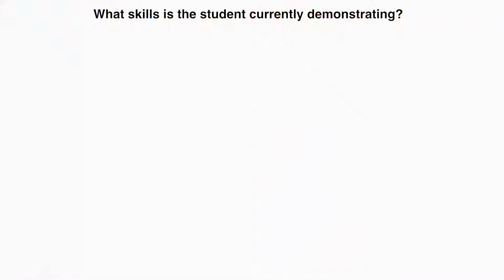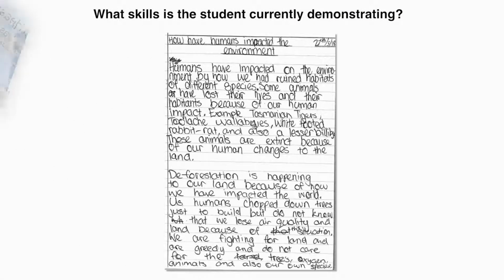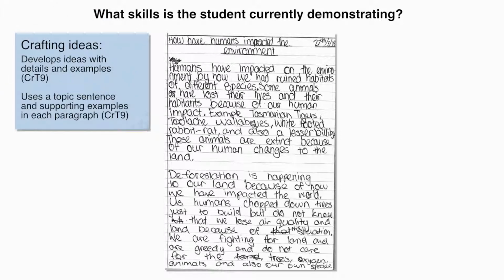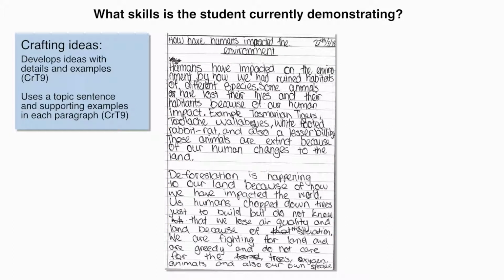What is the student currently able to do? What are they demonstrating in terms of their writing? Let's focus on a few key aspects. Looking at crafting ideas first of all, we can see that in this informative text, the student is able to develop ideas with details and examples and form these in 2 paragraphs that each have a topic sentence. This matches the indicators at Creating Text Level 9, shown here.